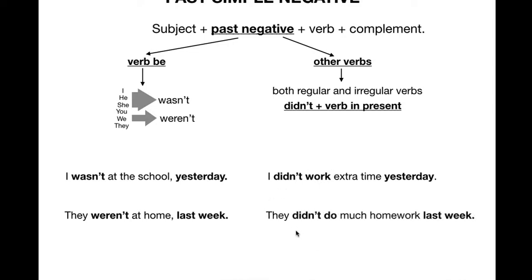Next example. They didn't do. Look at this. This is the verb hacer. This is the auxiliary no in past. So we are saying that ellos no hicieron much homework last week. So that's the idea. When you are using an auxiliary, you don't change the verb because this is the past tense, okay? And the last part, the past simple questions.